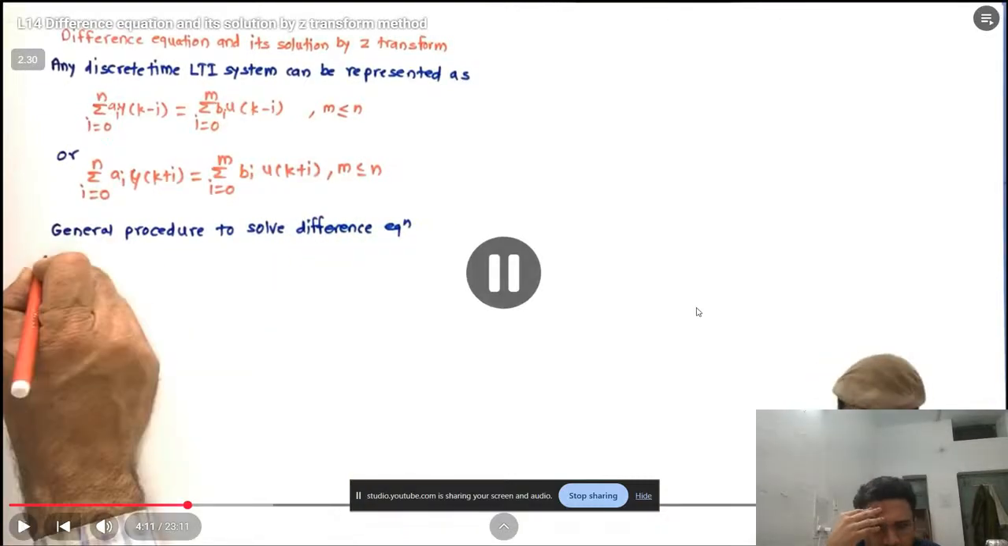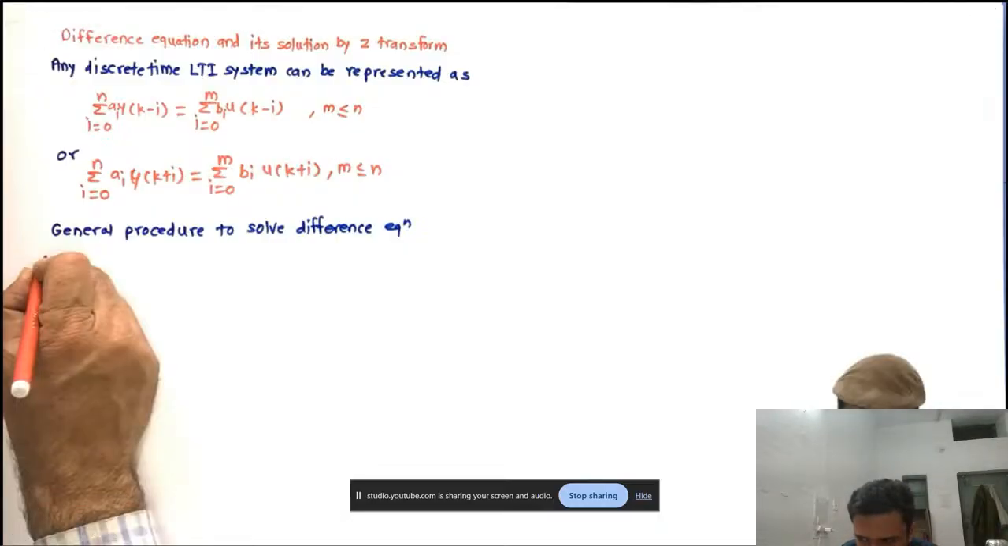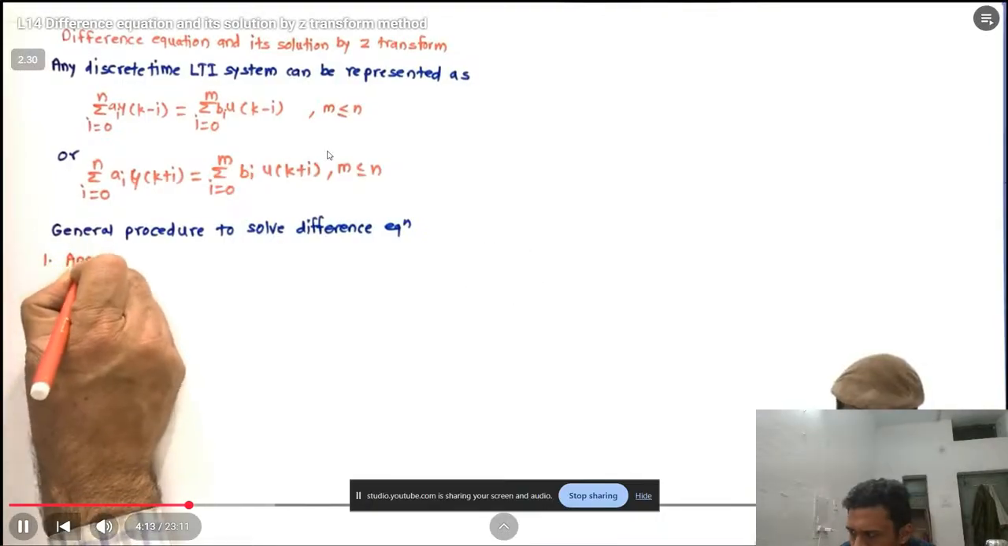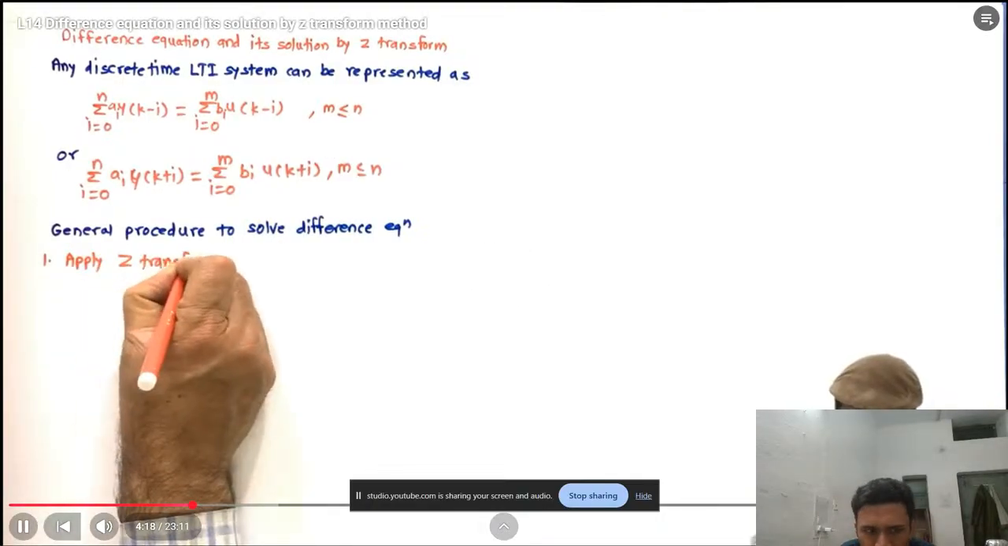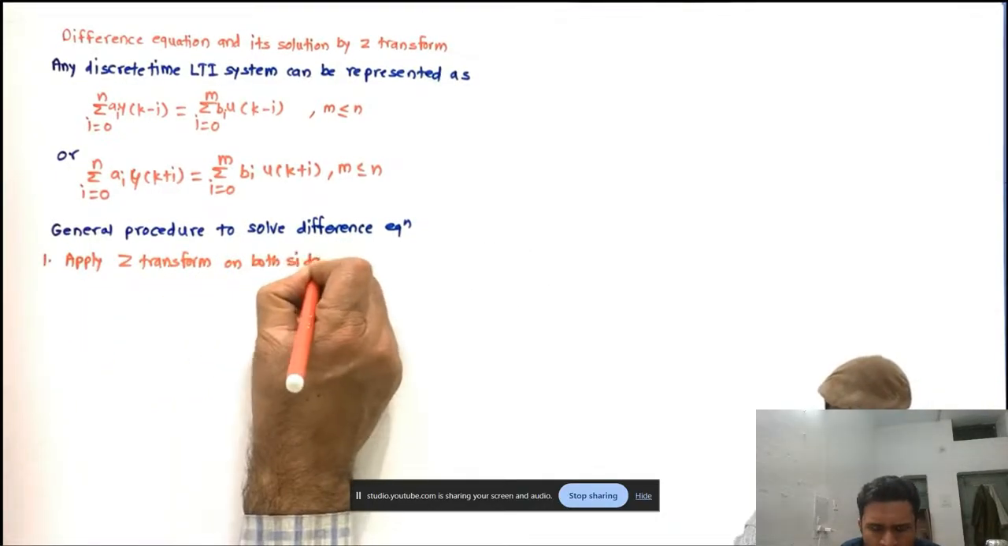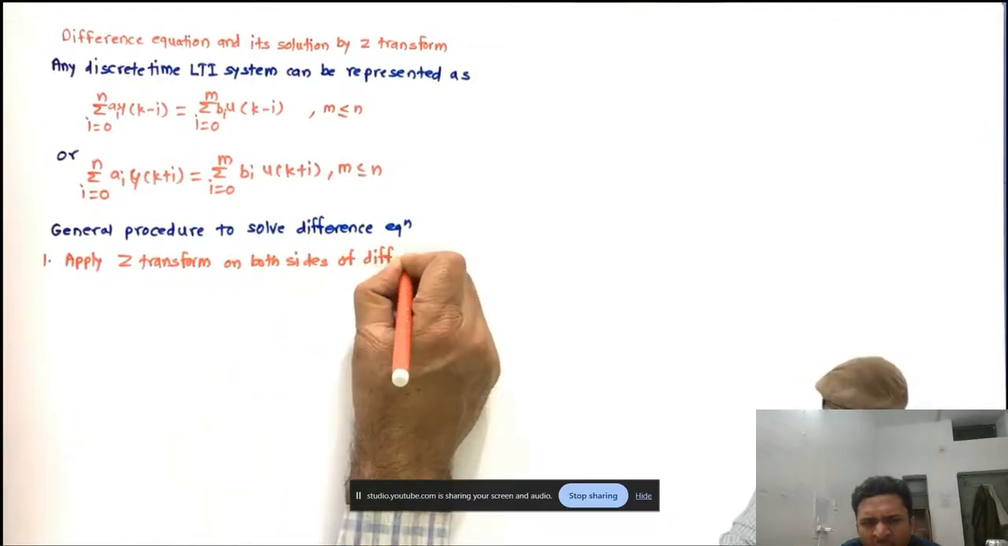Step number 1. The procedure in general is to take the Z transform of this, the Z transform of this, and solve it. Apply Z transform on both sides of the difference equation.